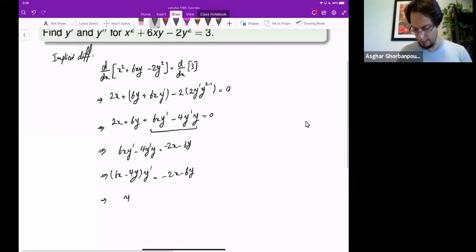And then, as we do when solving, divide by the coefficient of y prime on the other side. You get that.